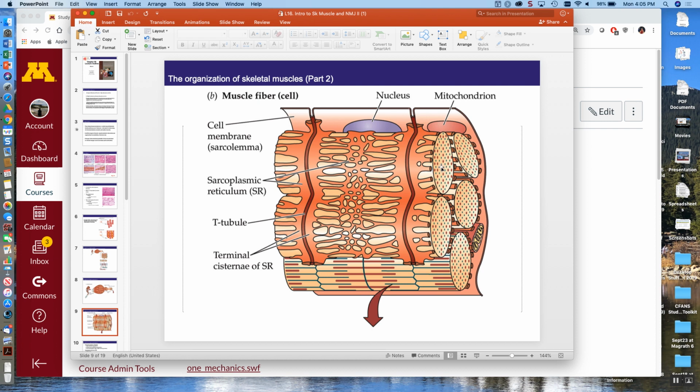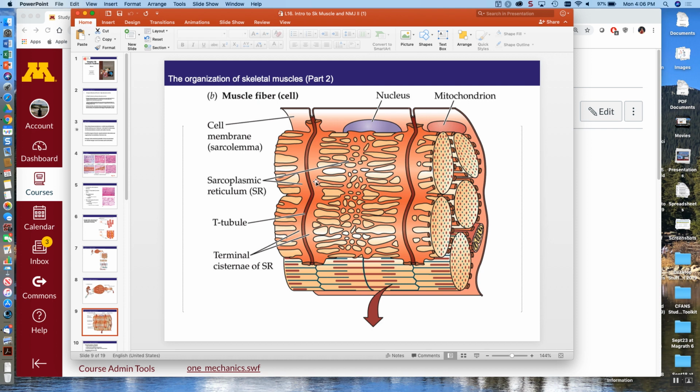And they're made up of the actin and myosin. These are the contractile units. All right, so a few other structures that I want you to know. The plasma membrane of the muscle is called the sarcolemma. That's the plasma membrane. You have the transverse tubules. These are called the T-tubules.